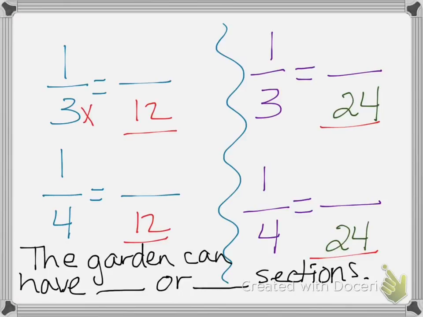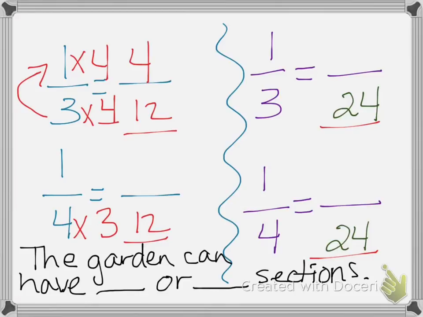So 3 times what equals 12? We know 3 times 4 equals 12. So whatever we do to the bottom, we do to the top. So 1 times 4 equals 4. Let's do the one below, 1/4. 4 times what equals 12? 3. So whatever we do to the bottom, we do to the top. So 1 times 3 equals 3. So these fractions are equal. 1/3 to 4/12, 1/4 to 3/12.